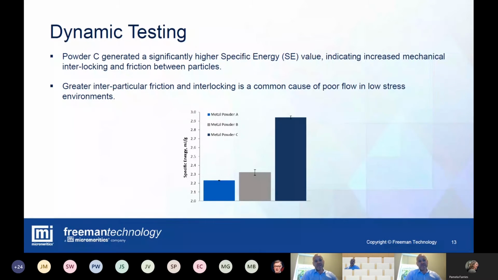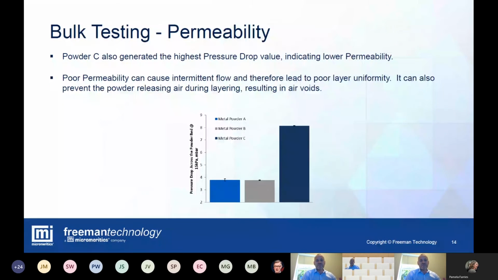And if we look at the next slide, we see that metal powder C also had a much higher pressure drop in the permeability test. That tells us it's much less permeable, so it doesn't release air as well as the other two. And what that can cause is poor layer uniformity, because you get air voids within each layer that's spread, and it causes problems in the final product and of course in the process itself. So what we can see is that powder C is completely different, whereas other techniques didn't tell us that. So we can start to identify and rationalize the reasons why it's behaving differently. But the important thing is the data is relevant to the process.